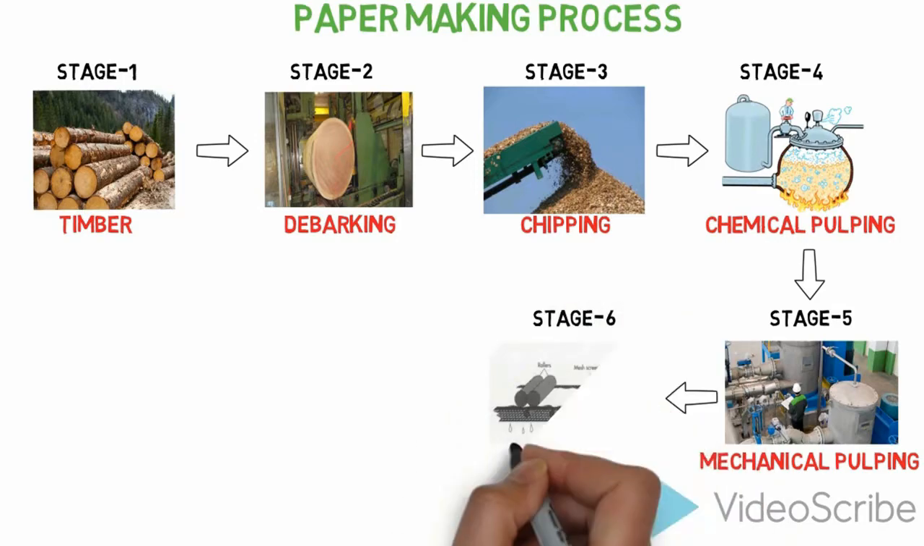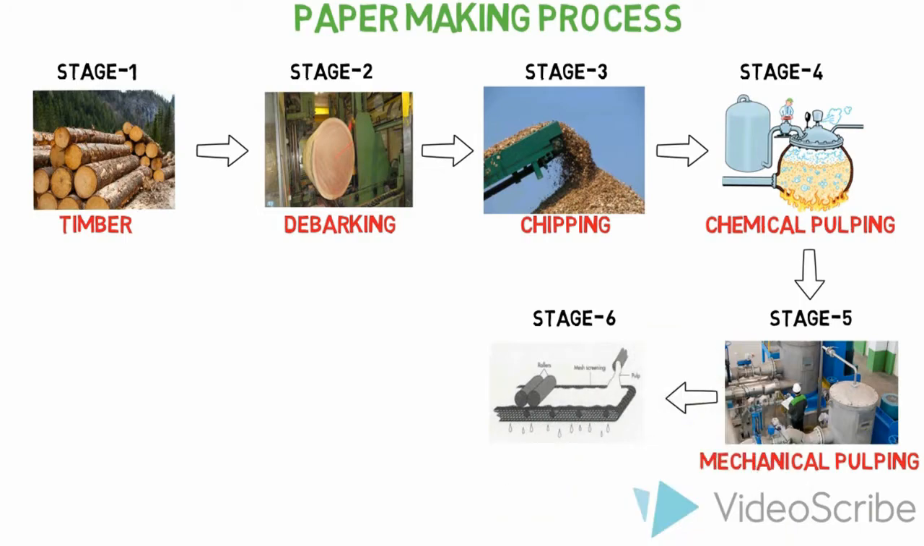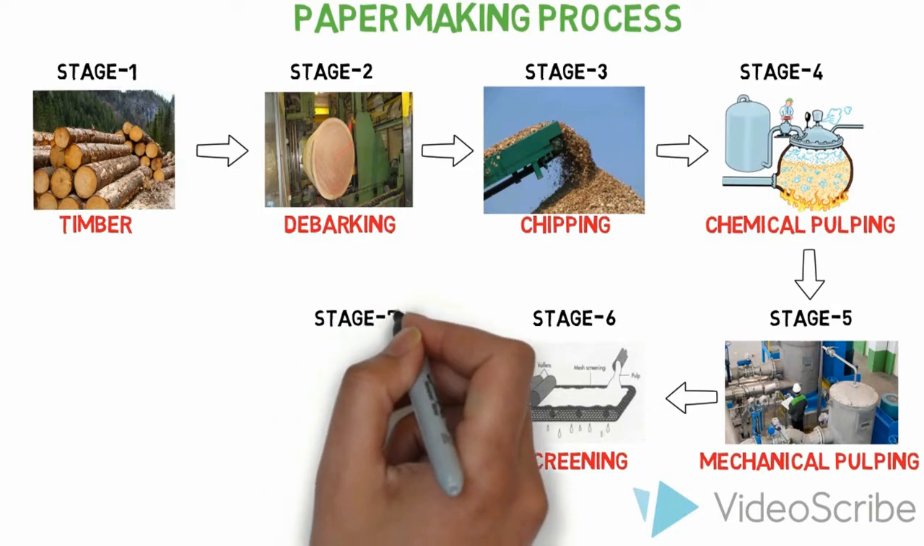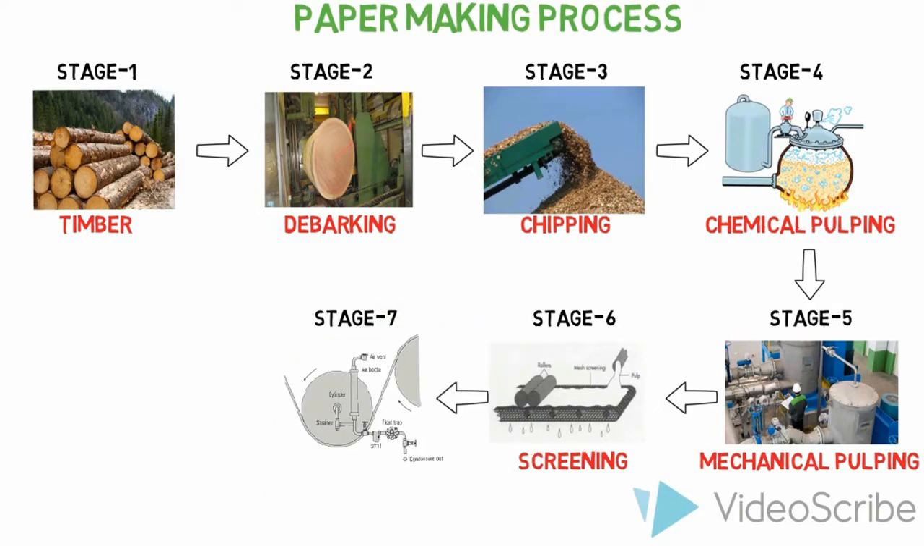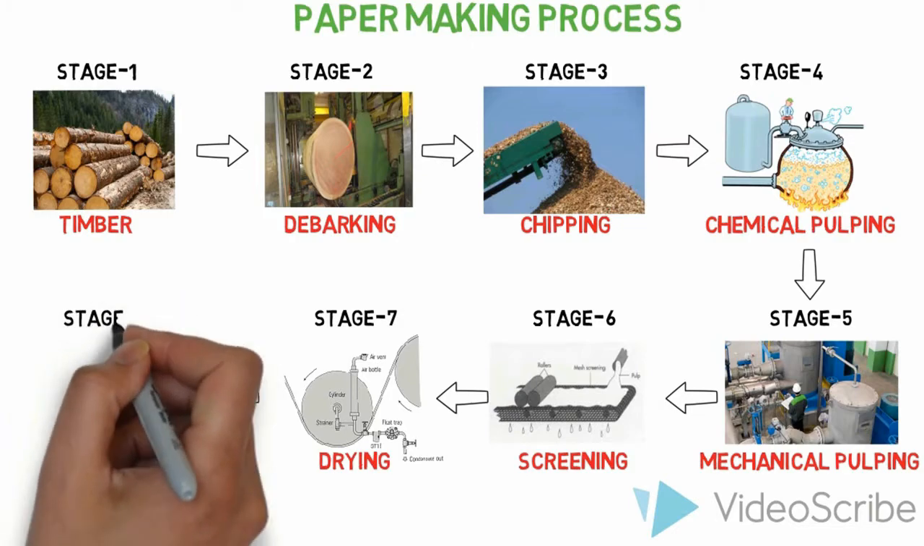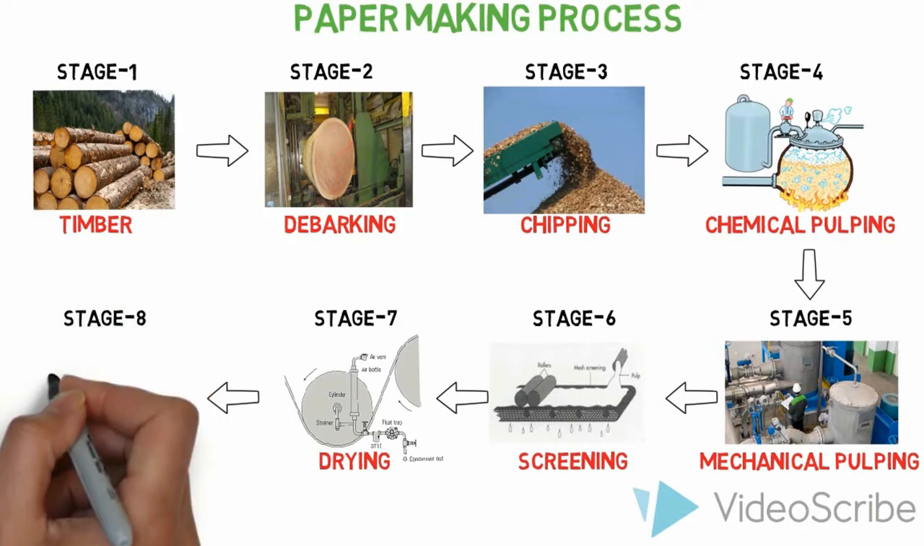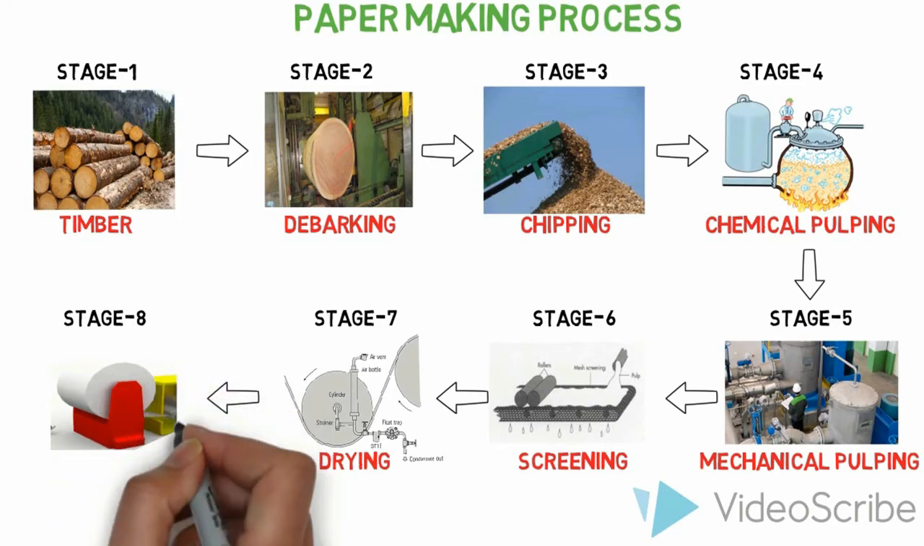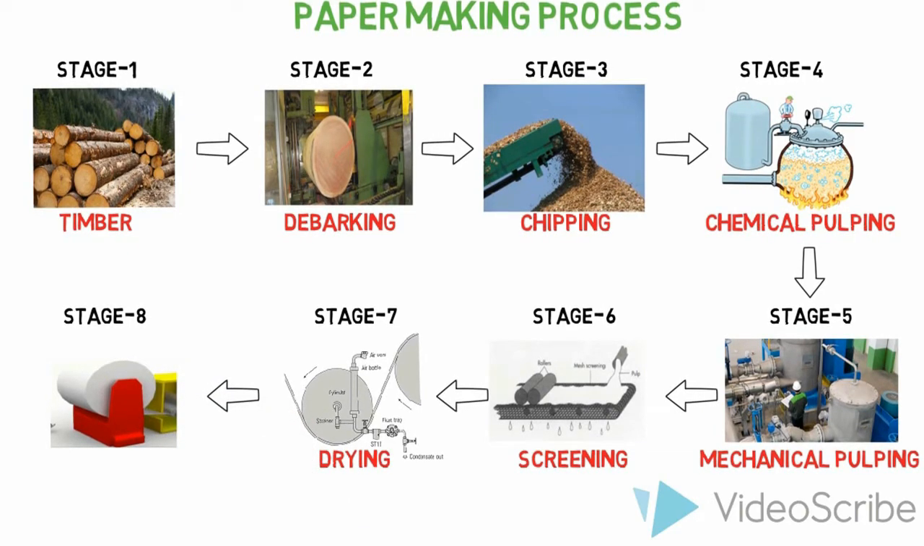Stage 6, the screening process. Screening is the process of removing the excess water from the pulp by the use of heavyweight rollers. Stage 7, dryer. A cylinder containing steam is used to dry the sheets of paper after the screening process. Stage 8, calendering. Calendering is the process of rolling the sheets of paper into a bundle or large amount.